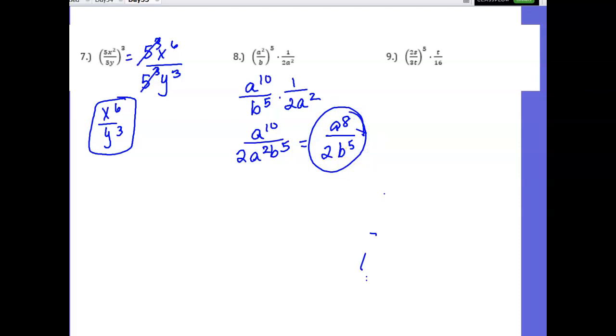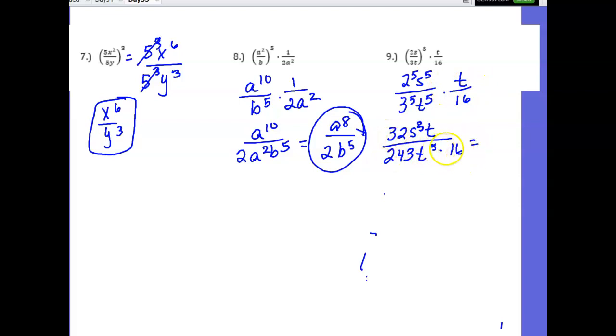Number 9, we've got our 2 to the 5th, s to the 5th, our 3 to the 5th, our t to the 5th, and we're multiplying that by t divided by 16. 2 to the 5th is 32, 32 s to the 5th t is then going to be divided by 3 to the 5th, which is 243, t to the 5th, and then we're going to be multiplying it by 16. I just went straight across here. I set it up like this because your 32 and your 16, you can actually cancel this out a little. It makes it a little bit easier.